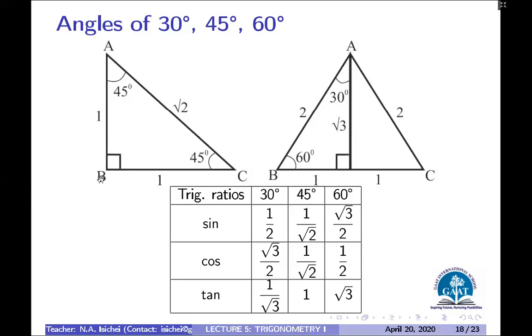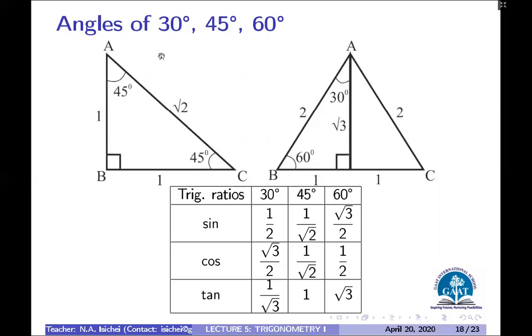Length AB is equal to length BC, they are equal to 1 unit each, while length AC by Pythagoras theorem is equal to root 2. And of course, an isosceles triangle has equal base angles. Therefore, you see this is 45 degrees and here it's also 45 degrees.